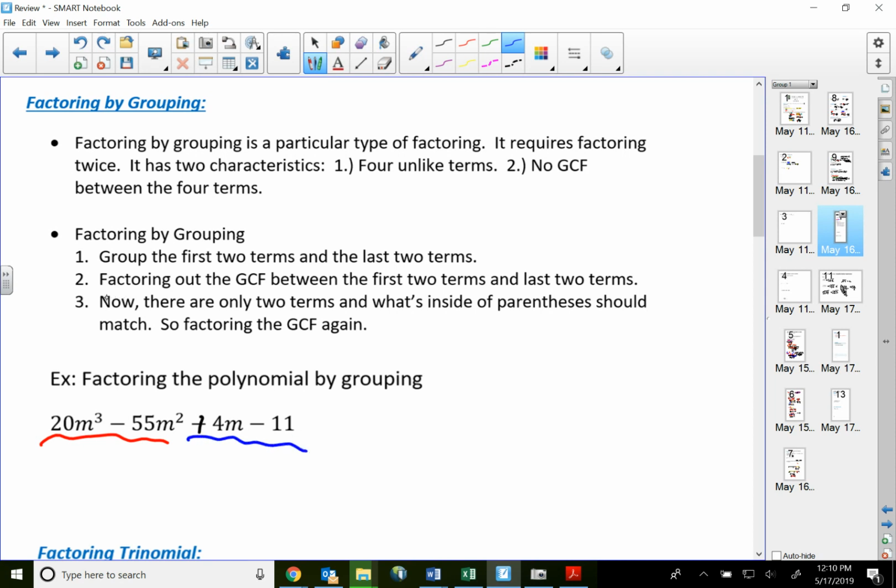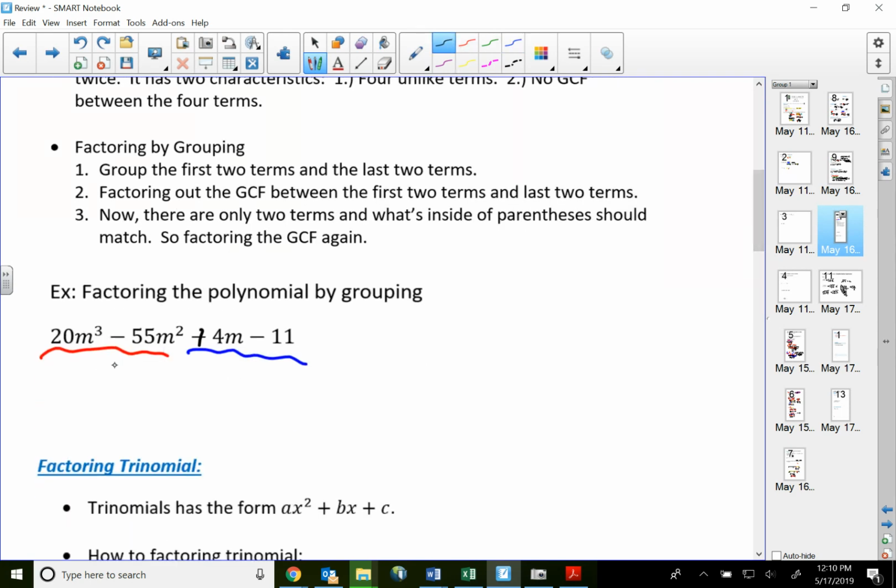So step number 2, factoring out the greatest common factor between the first 2 and the last 2 terms. So between the first 2 terms, I know I can factor out a 4m squared. So what's left over in the 2 parentheses got to be 5m minus 11. Oh, sorry. Got it backwards again. Factor out 5m squared. So what's left over in the 2 parentheses is 4m minus 11. All right. So the last 2 terms have no greatest common factor other than 1. So I want to factor out a positive 1.